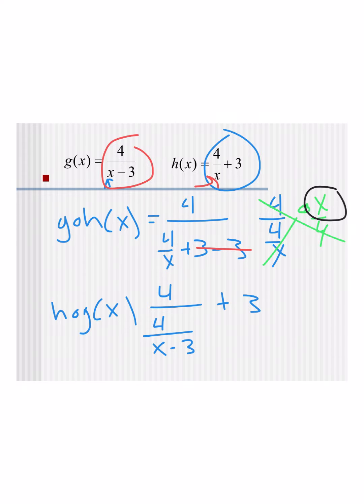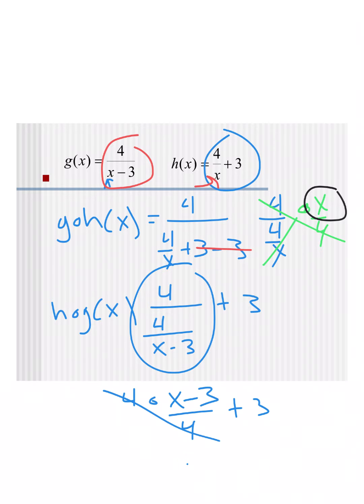Okay, so again, what we're going to do is multiply by reciprocals here with this first expression. So instead of 4 over x minus 3, I'm going to say that's 4 times x minus 3 over 4. And we have the plus 3 over here. Our 4's are going to cancel. So we're left with x minus 3 plus 3. The 3's cancel, and we are left with x, which is what we really wanted to have. So for both of our compositions here, we simplified them, ended up with x, which means we can say that these are inverses of each other.